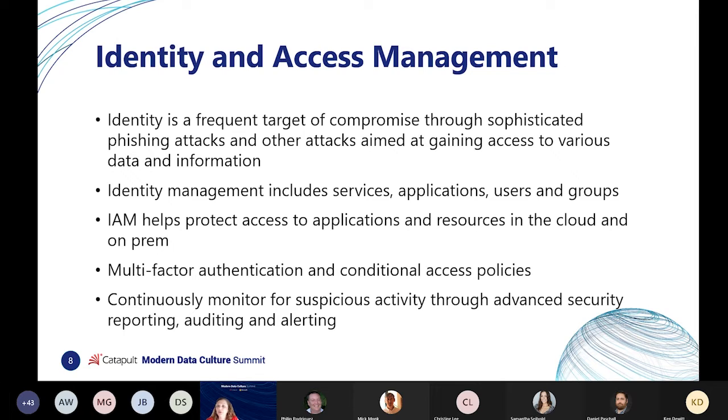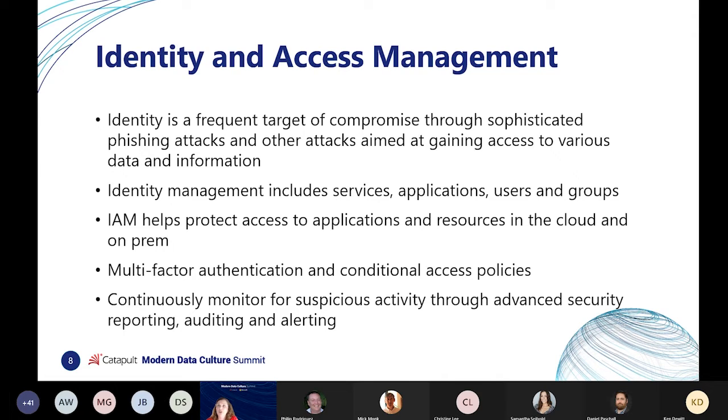So identity management also is going to include services. It's going to include the different applications that are in our environment. It's also going to include users, and it's also going to include groups. And again, the whole point of using identity and access management is that we're really hoping to help protect the access to the applications and resources in the cloud and also on-prem.